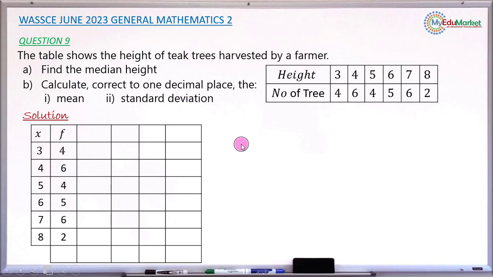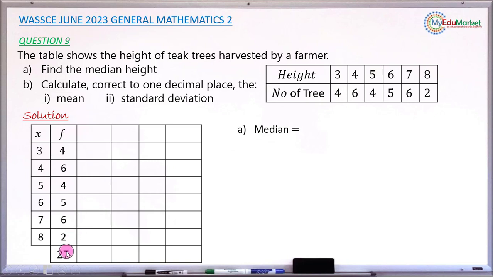Starting with the very first question, question A, asked to find the median height. The median height will be the height of the tree that will be in the middle position if these trees are arranged in order of increasing height, which of course they are in the table. So let me get how many trees there are altogether, which will enable me to know the middle position. Adding 4 plus 6 plus 4 plus 5 plus 6 plus 2, that gives 27. So this is the total number of trees whose heights we have collected.